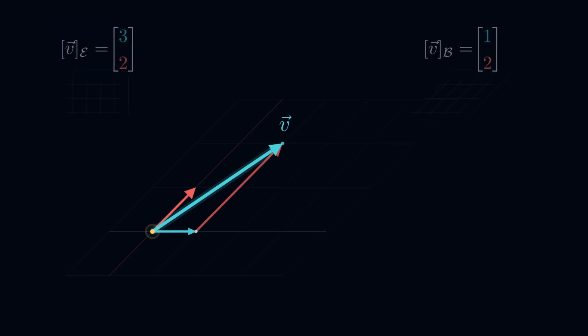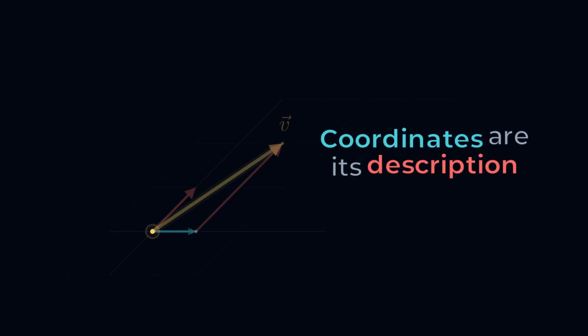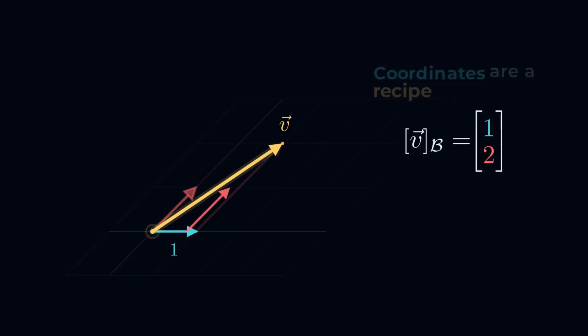Neither one. The vector is the movement itself. Coordinates are only instructions for describing that movement using the directions we choose.